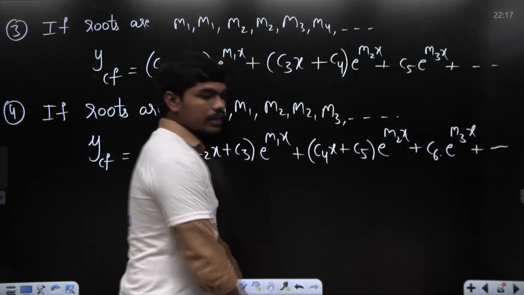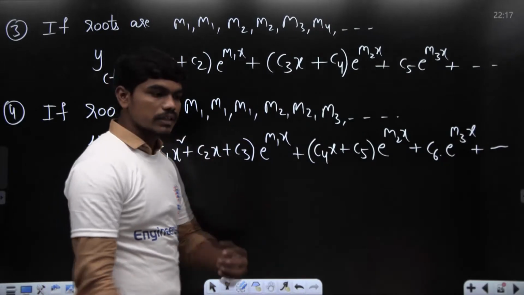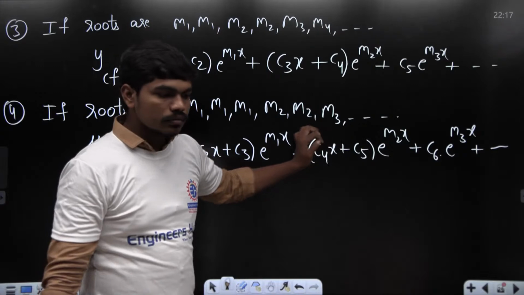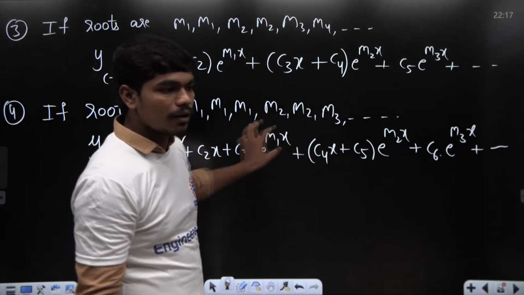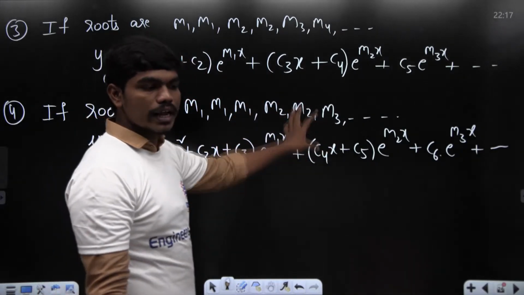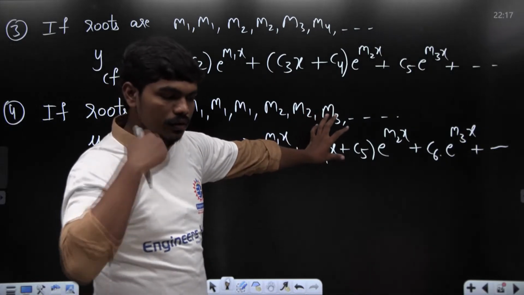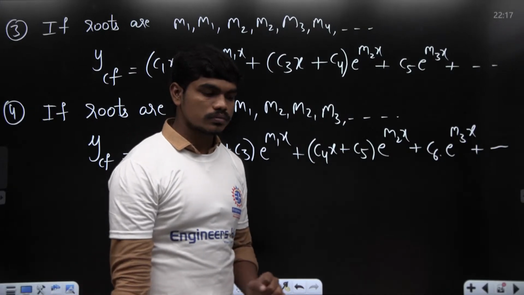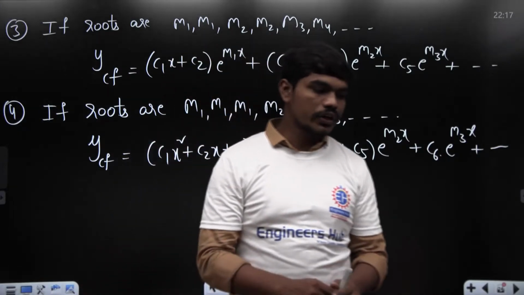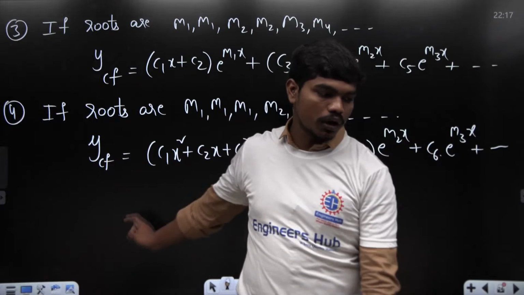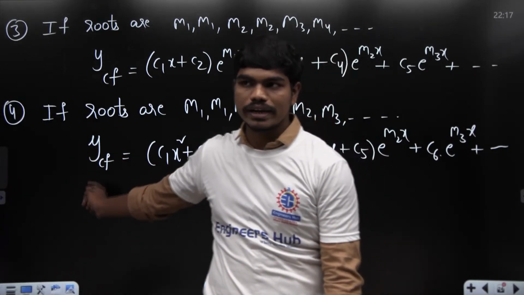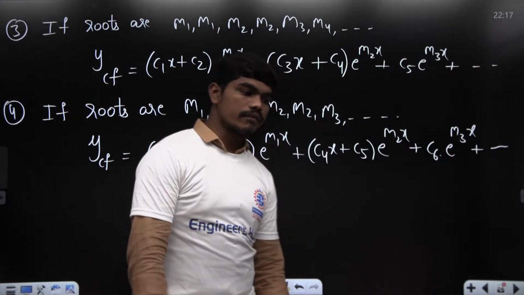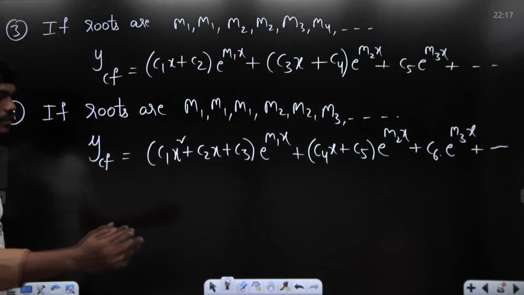Correct. Now, did you all understand how to write the complementary functions if the roots are real and if they are repeated any number of times? Please say yes or no. Did you all understand how to write the complementary function of any given differential equation as long as the roots are real and rational? Yes or no? Please respond. Now, let us see what is the case if they are irrational.